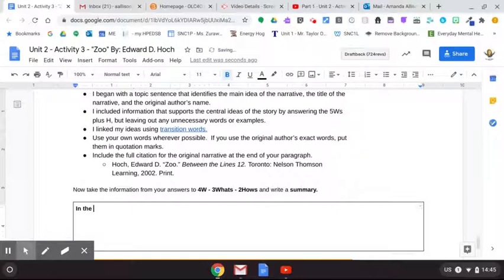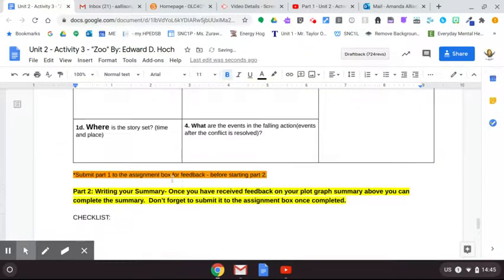So in the narrative, or you could call it a short story. In the narrative, Zoo by Edward Hoch, we are introduced to a number of different characters. So you might want to start with that.